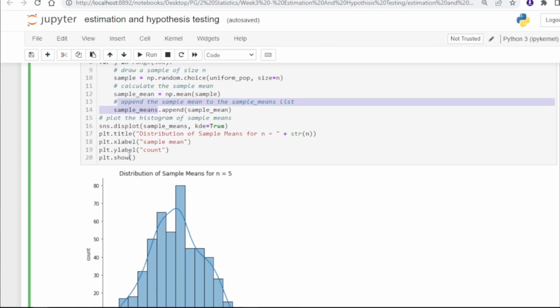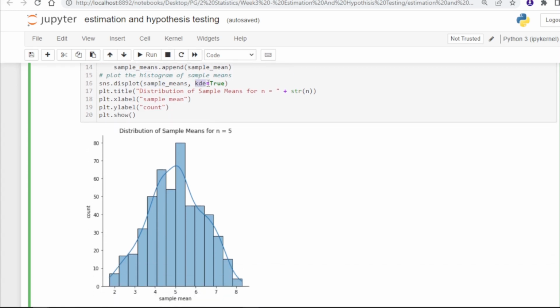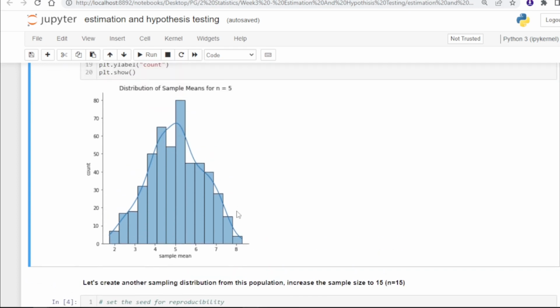If we plot these sample means, with KDE also set to true, showing the distribution of sample means for n equals 5, it looks like this. You can see that it is slightly, but not exactly, normally distributed.